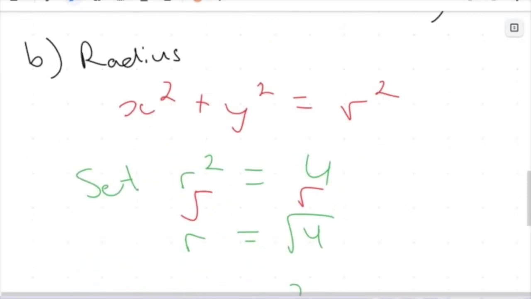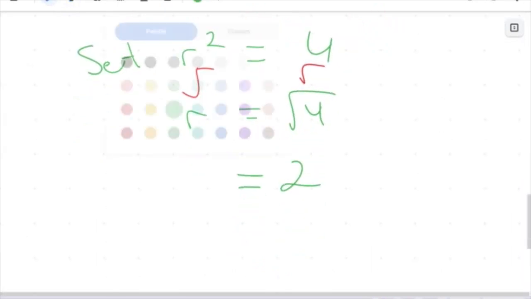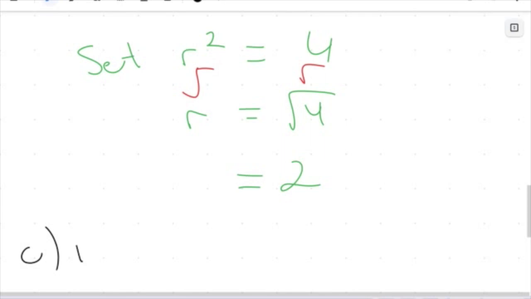Okay, a couple of questions just to practice substituting in values. We want to find y when x equals 1.